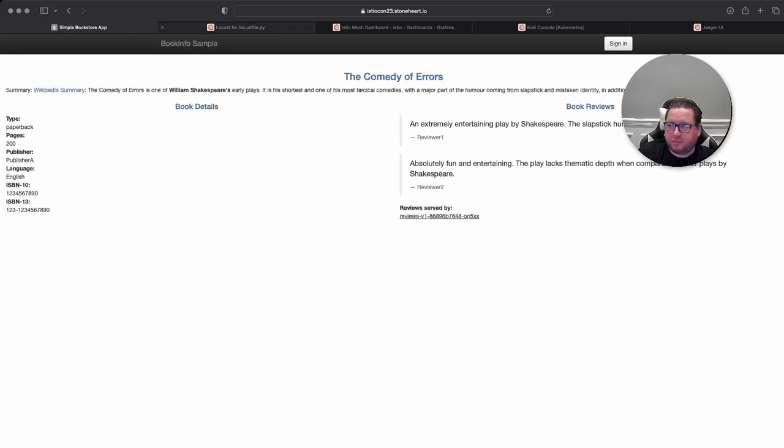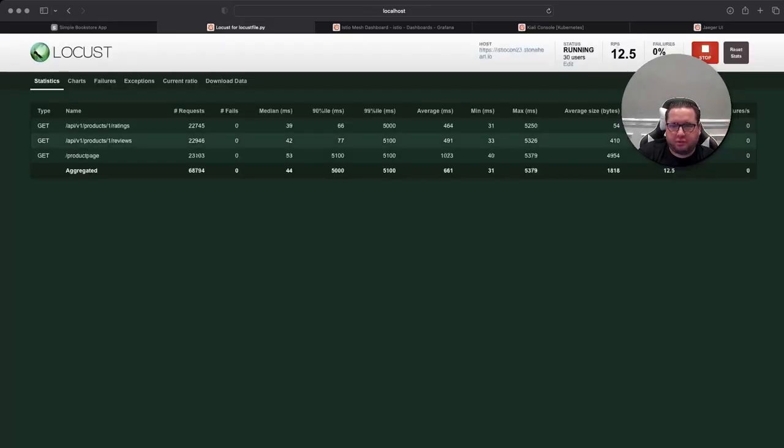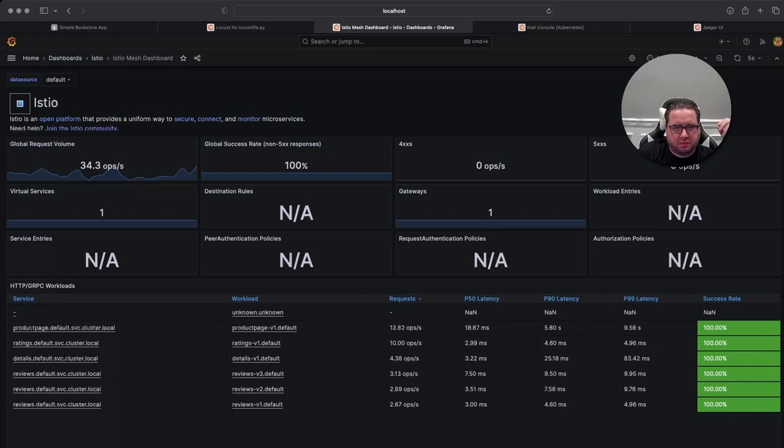What we've done for demonstration purposes is that I've had Locust running for a little bit now to have a bunch of requests hitting this, so we have some nice data and a good baseline to construct these SLOs. So let's dive in and start looking at some of the metrics that are here.